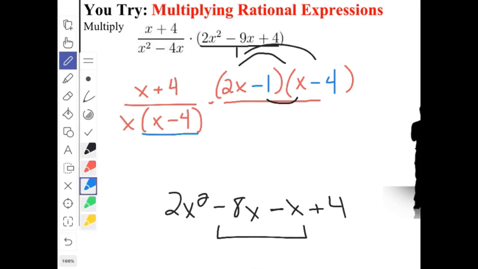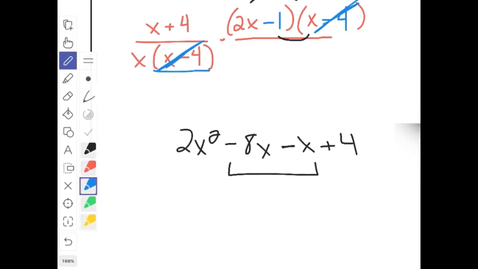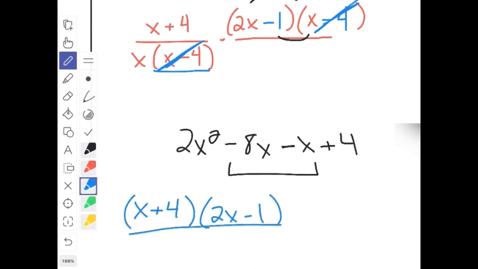And then since all we're doing is multiplying, we can just cancel things out. So I'm going to cancel this with this. What we're going to have left here is an x plus 4 times a 2x minus 1, all over x. If you want to leave that top part as two separate binomials in parentheses, that's totally fine by me. You do not have to simplify things more than that. Okay, and that'll be the end of our first part. Sorry, this one was a little bit longer.